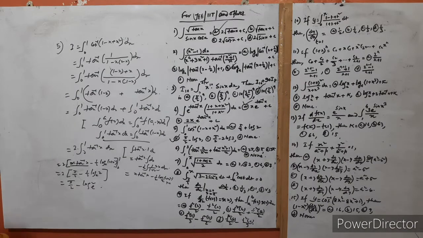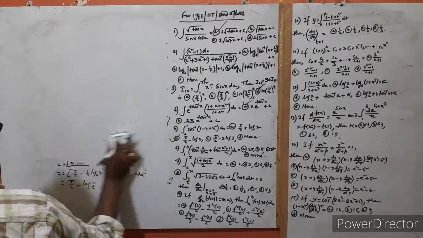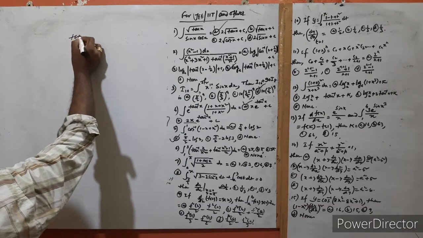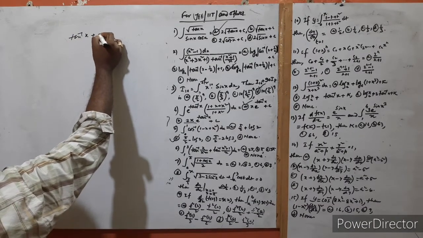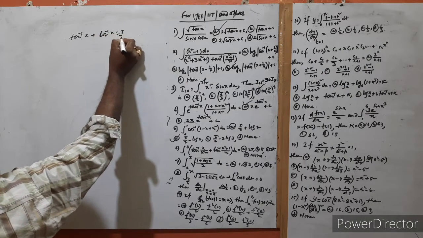And see, for question 6, you know, students, from the property of inverse circular functions, we can write that tan inverse x plus cot inverse x is equal to pi by 2.